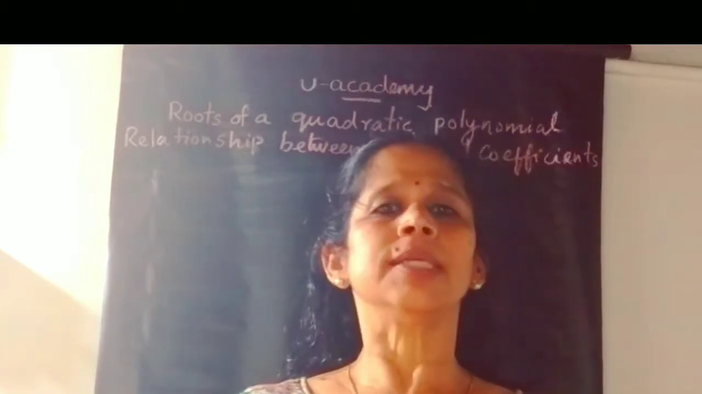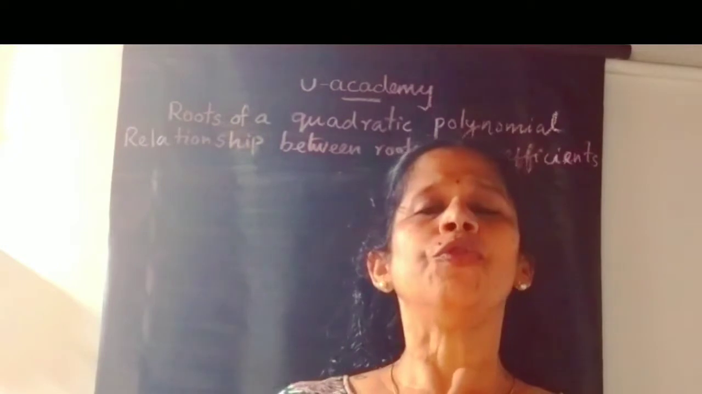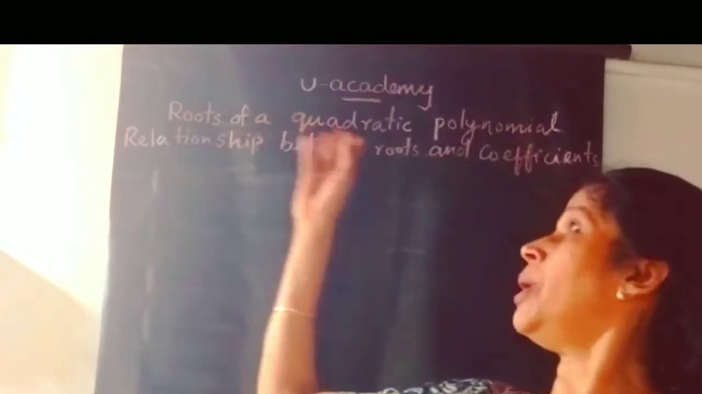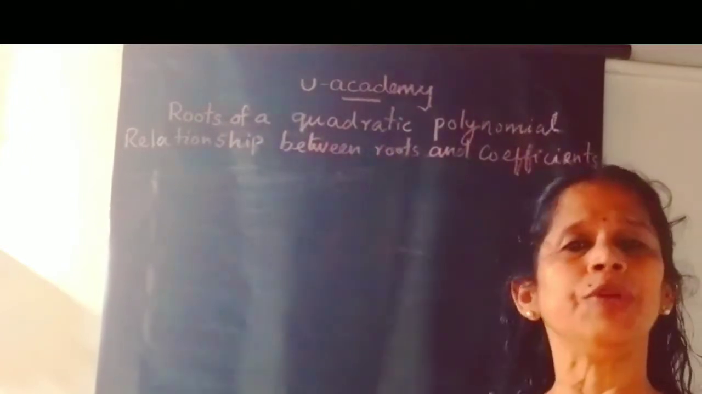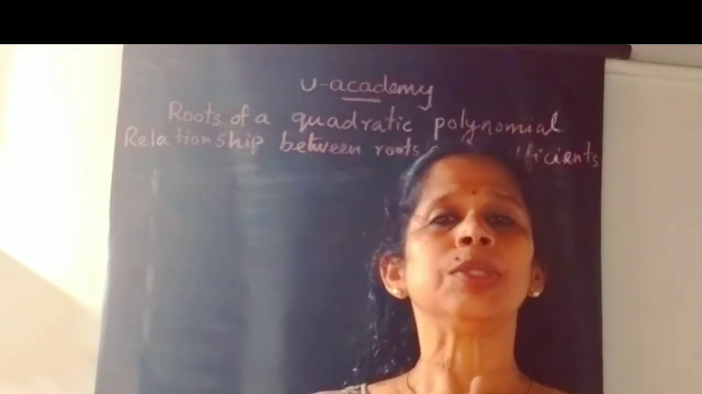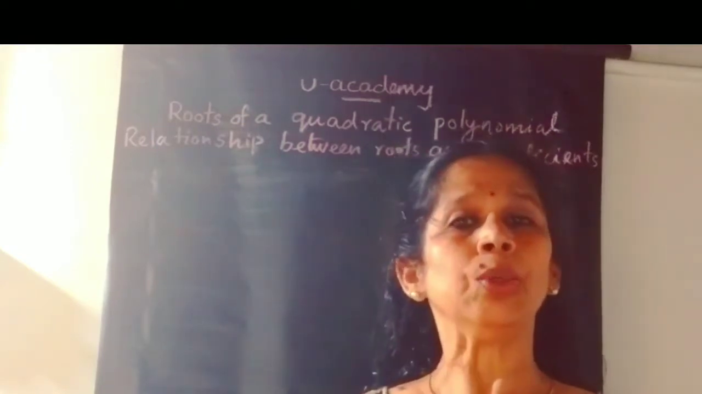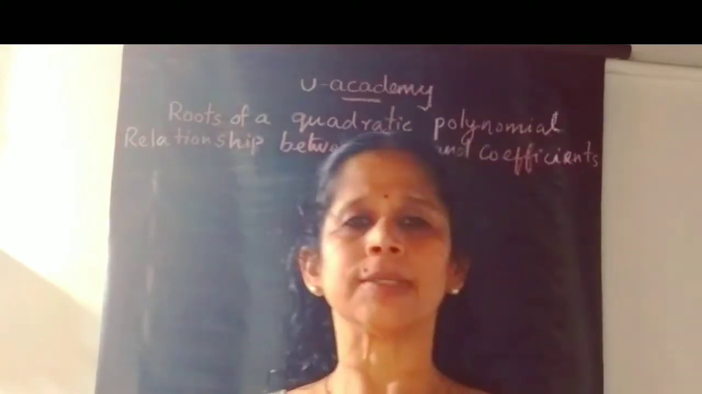Today you are going to learn NCERT Maths Class 10 Chapter 2 Polynomial. In this the topic is how to find the roots of a quadratic polynomial and how to verify the relationship between the roots and the coefficients. In the previous class you learned how to find the roots of a linear polynomial and how to verify the relationship between the roots and the coefficients.